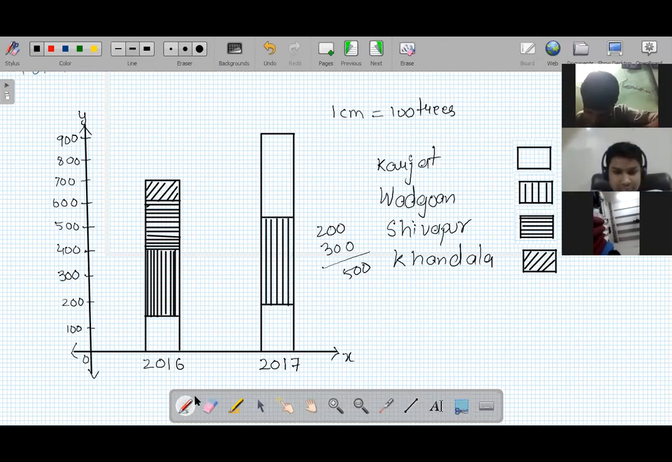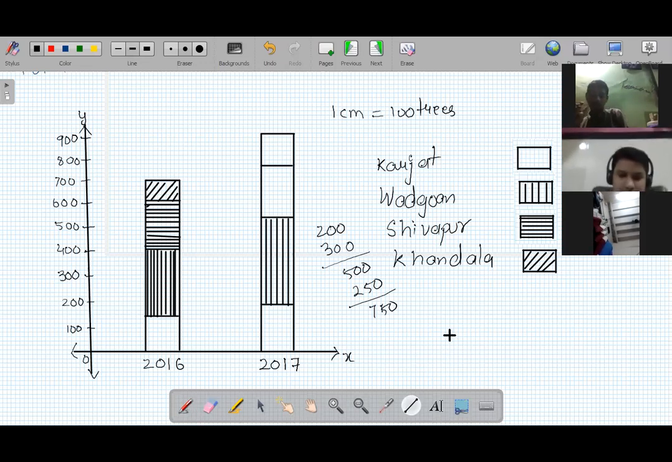After that, for Shivapur, how many trees were there? 250. So you add 500 plus 250, 750. So you draw at 750. This is 700 here, so a little bit above the middle of 700 and 800 will be 750. On your graph, when you're drawing, count the number of lines. 750 will be exactly in the middle. So this is for Shivapur, and the pattern is these lines.